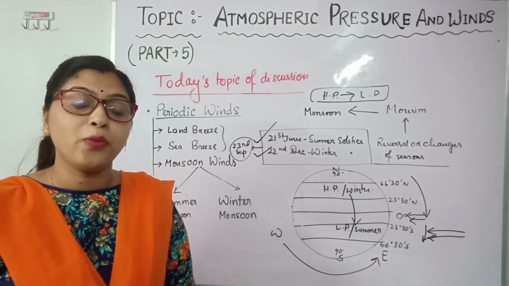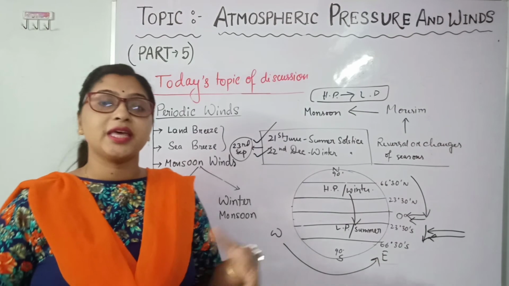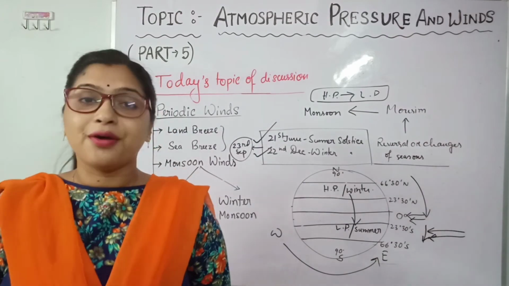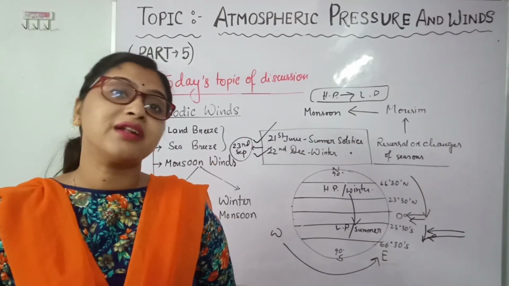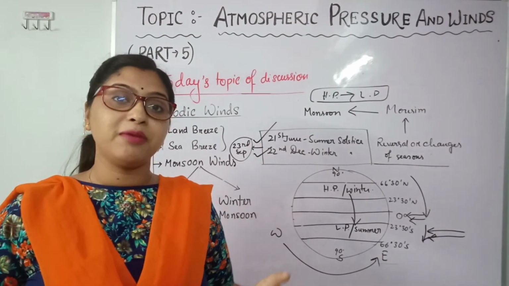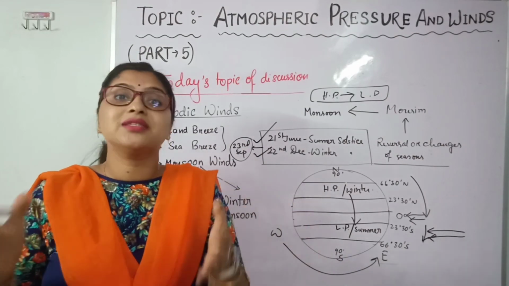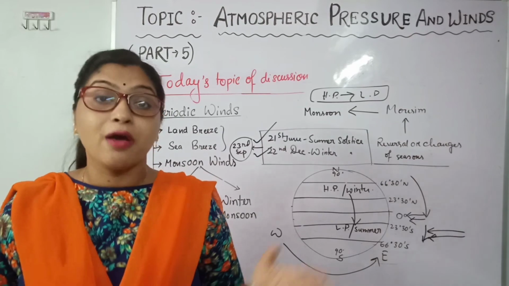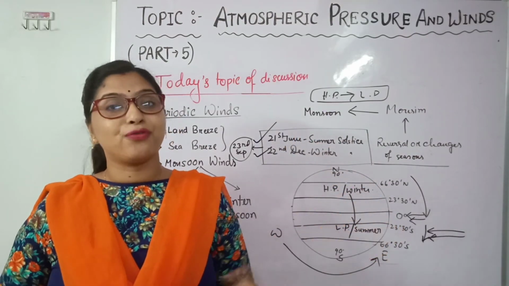So students, I hope you have understood how these periodic winds influence the temperature and rainfall of any area, and how they also influence the weather and climate of any region. And never forget: land breeze and sea breeze are for small areas, and monsoon winds are the broader sense of land breeze and sea breeze, but for large areas, for a country or for a continent.